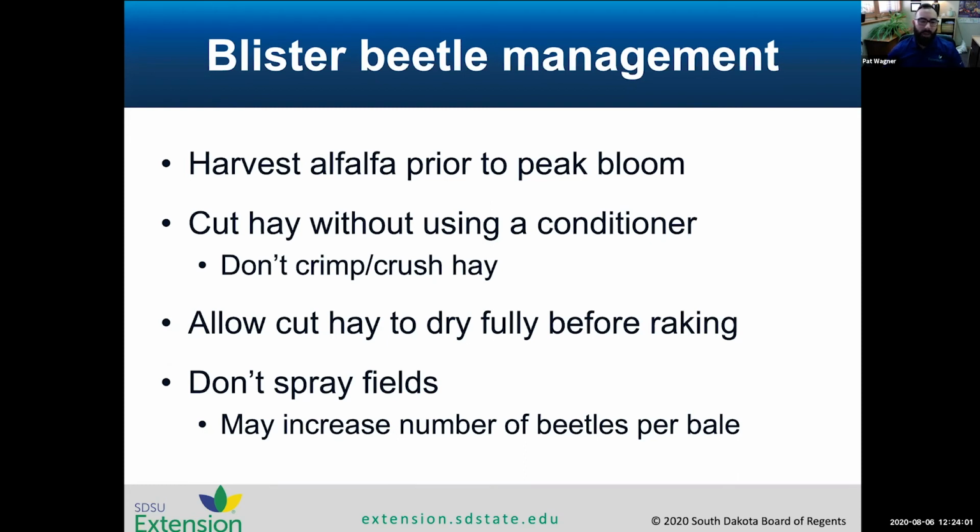So if you go out there and you see a lot of blister beetles, you have an infested field, when you go to cut that hay, you're going to make sure you do it without using a conditioner. You don't want to crimp or crush the hay. That was the reason I mentioned earlier, that you don't want to be smashing those beetles because they'll end up having that cantharidin coating the hay. So definitely something you want to avoid.